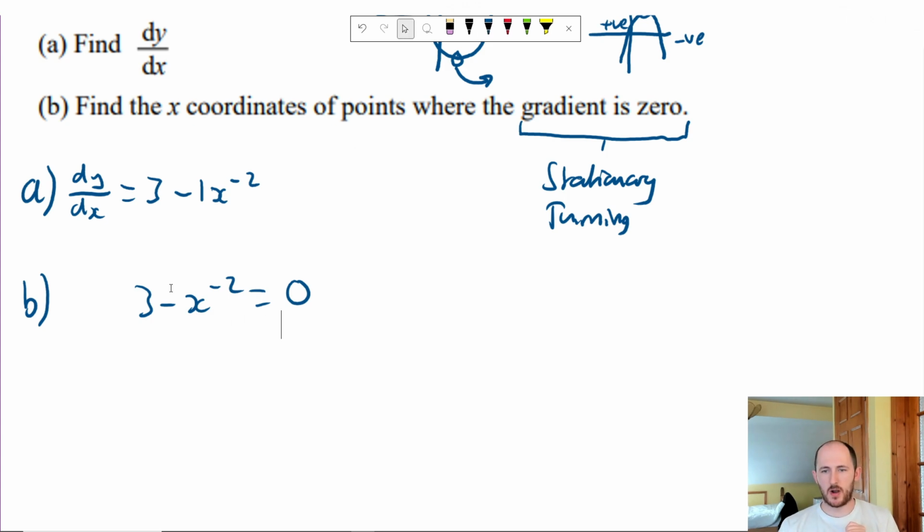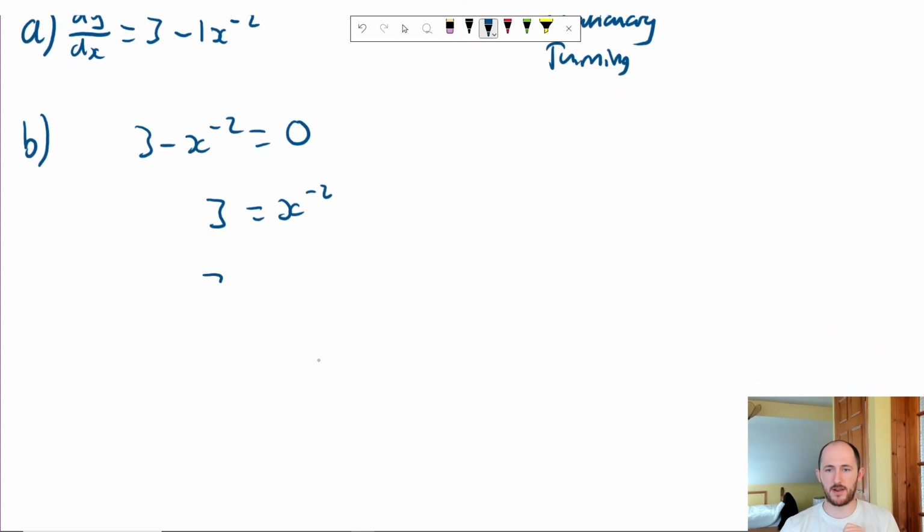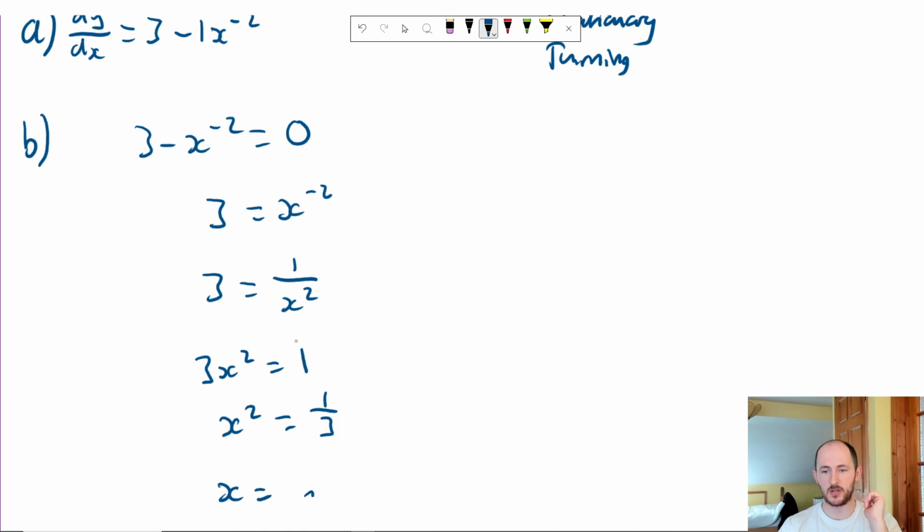Okay. So I'm going to move the negative x over to the other side. So we'll get 3 is equal to x to the minus 2. It might be beneficial now to actually write this in terms of a fraction. So I'm going to times both sides by x squared. We get 3x squared equals 1. So we get x squared equals a third. Square root both sides and we get x equal to square root a third.